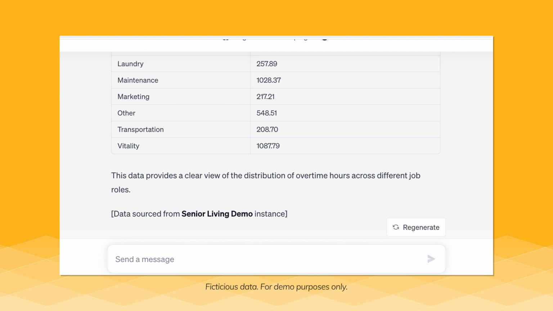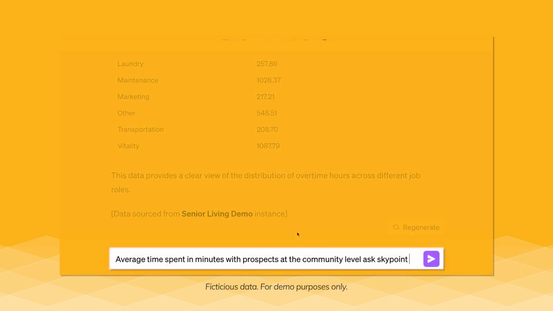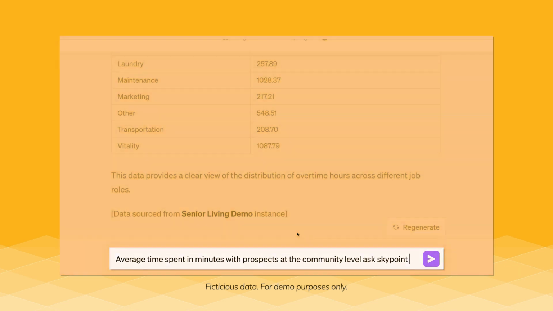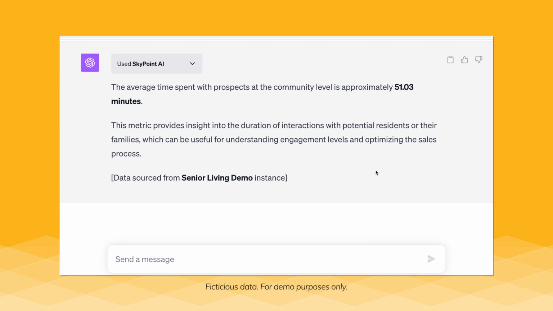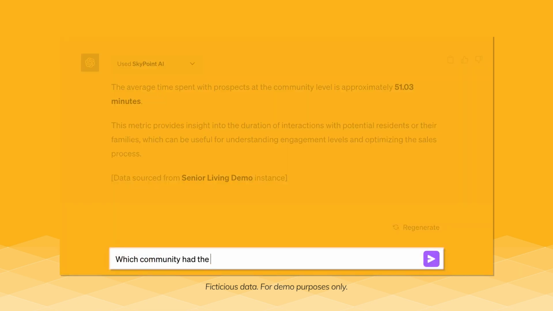Let's ask another question. I want to know the average time spent in minutes with prospects at the community level. So what's the average time spent across all of my community portfolios? So maybe I want to ask a follow-up question to that. Which community had the highest average time spent?